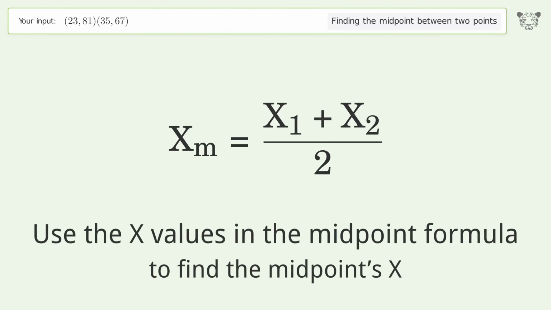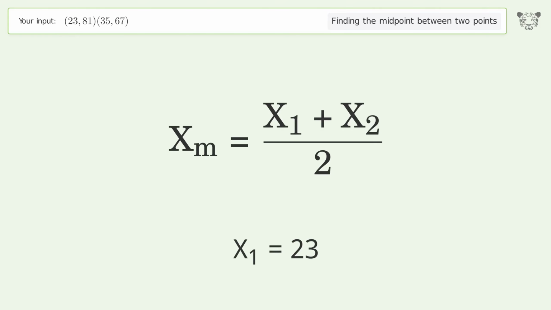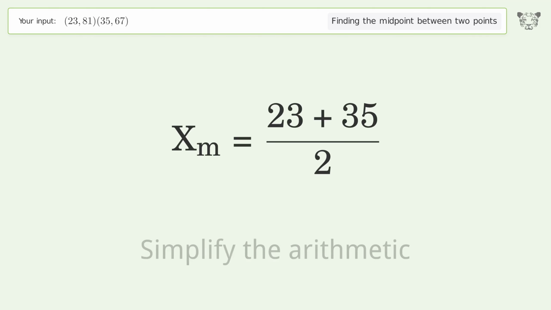Use the x values in the midpoint formula to find the midpoint's x. x1 equals 23. x2 equals 35. Simplify the arithmetic.